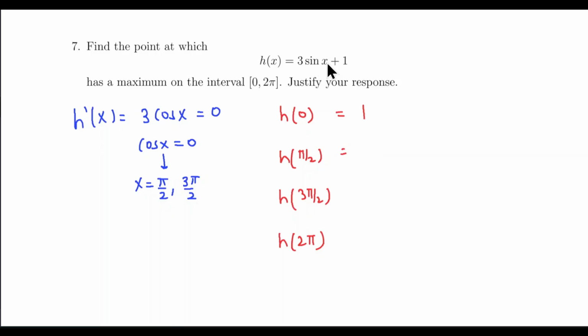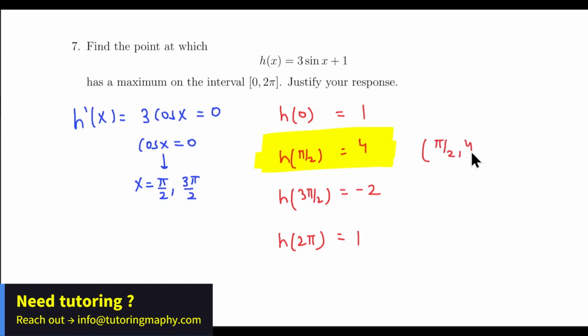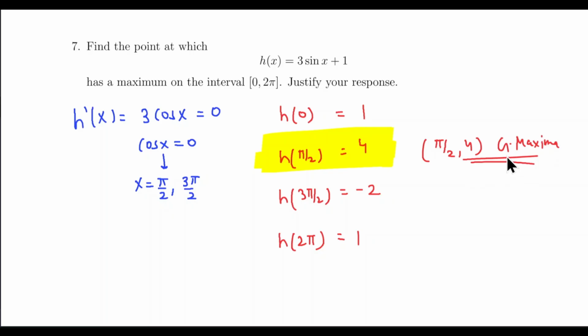H of pi over 2, sine of pi over 2 is 1, so 3 plus 1 is 4. H of 3 pi over 2, sine 3 pi over 2 is -1. -3 plus 1 is -2. And h of 2 pi, sine 2 pi is 0, so that's 1. They're looking for the maximum, and clearly the maximum is right over here. So the global maxima is going to be pi over 2 comma 4. This is the global maxima over here. Right, guys, I hope you understand this.